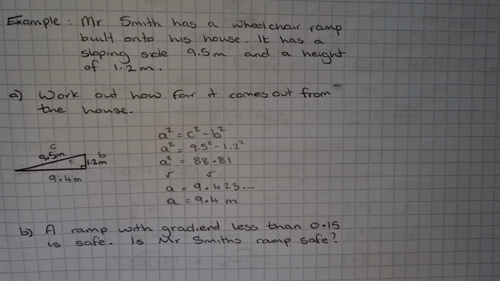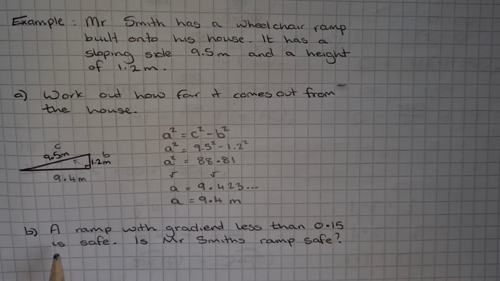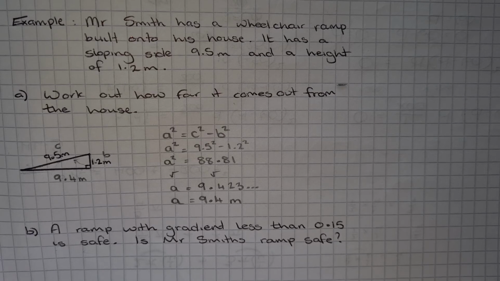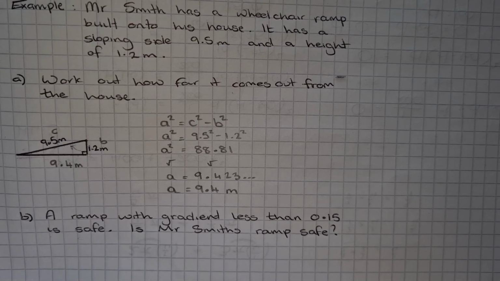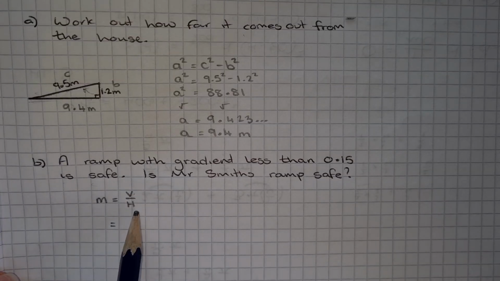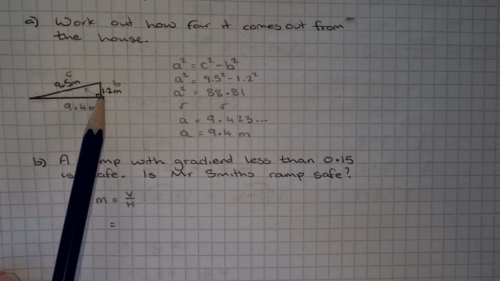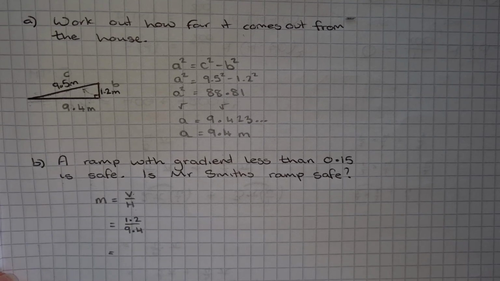Now the second part of this question says a ramp with a gradient less than 0.15 is safe. Is Mr. Smith's ramp safe? So for this part of the question we need to work out the gradient of the slope using the gradient formula. So vertical over horizontal. Our vertical is 1.2 and our horizontal is 9.4.